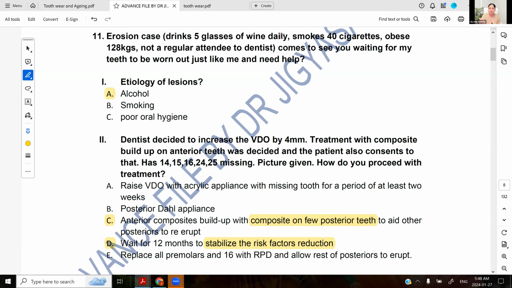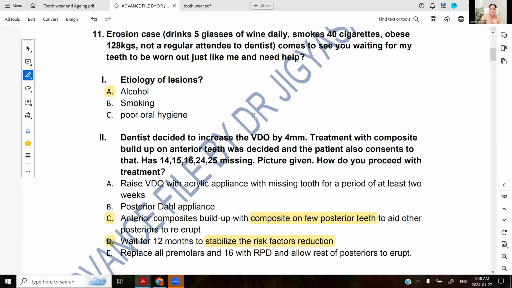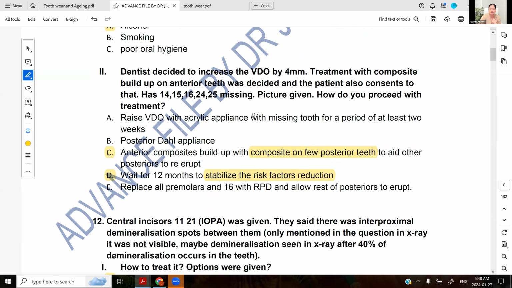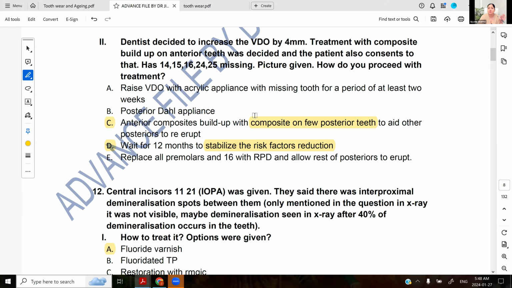If you go with the rehabilitation, it is expensive. You would require the patient's commitment in terms of cost, time and repeated appointments. Now, let's look at this question. It was an erosion question in the exam, and let's focus on the second question here. It's an erosion case, and the vertical dimension has been lost by 4 mm, right?